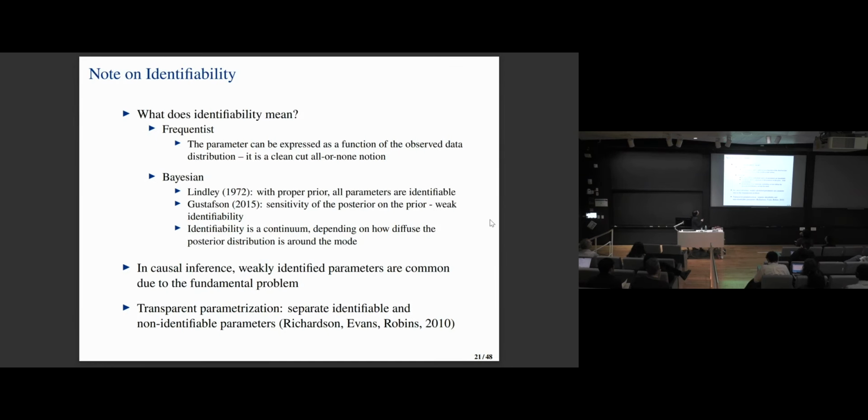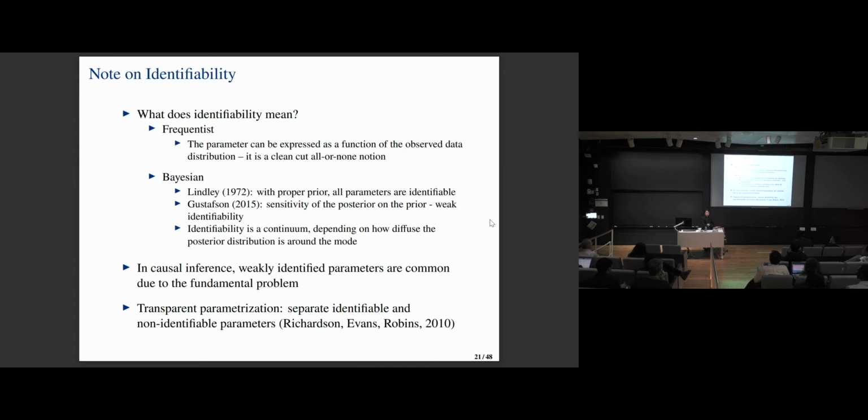But one thing I realized is important when I was writing a review is what identifiability means. This is an important issue that comes up again and again. If you are a frequentist, when we talk about something being identifiable, what we mean is that the parameters can be expressed as a function of the observed data. So it's a clean cut. A parameter is either identified or not.